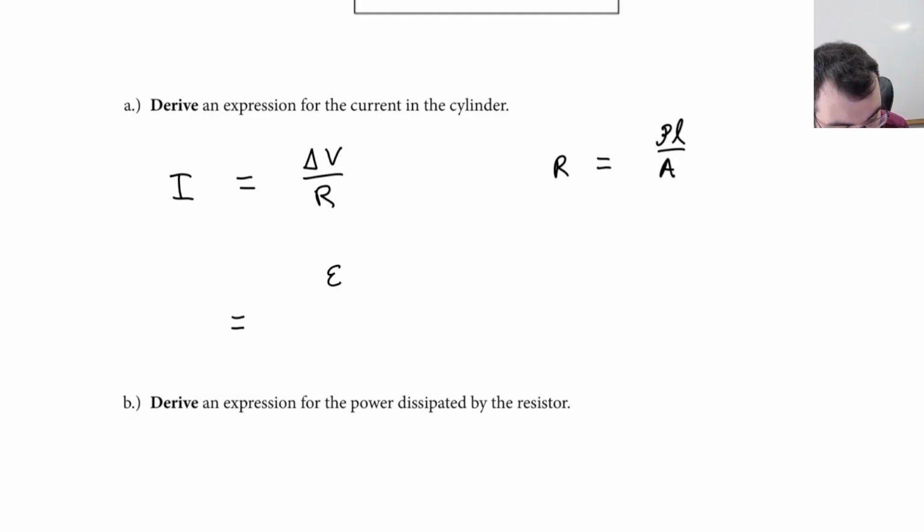So the delta V is just our battery EMF epsilon, and our resistance is rho L over A. So we have a double denominator, as I call it. If you have a double denominator, you can swing that to the numerator. So we get epsilon times A divided by rho times L.